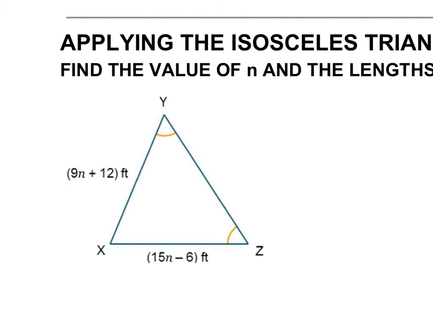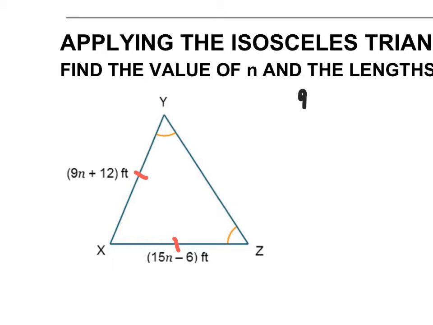Okay, so what I see here is that I have this triangle XYZ. And what I notice is that angle Y is congruent to angle Z. Now it doesn't tell us that angle X is congruent to either of those, so we don't know anything. However, because these two angles are congruent, I can then conclude that XY is congruent to XZ, and that's because it's an isosceles triangle. So then I can set up an equation and solve for n.